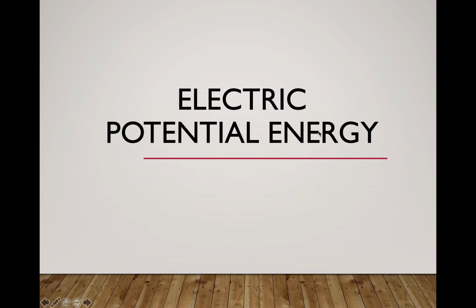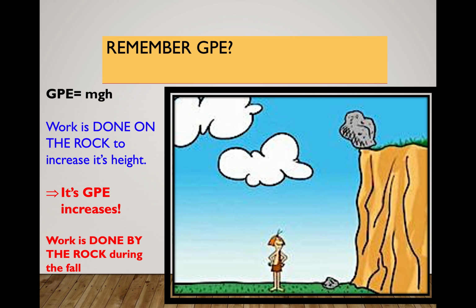I'll focus on electric potential energy. If you remember in class, I showed you about this rock, and I mentioned that the higher I lift the rock, the more potential energy it will have. The further away the rock is from the ground, the more potential energy it has, because we know it's mgh. So if it's high up, it wants to come down. It wants to be here.